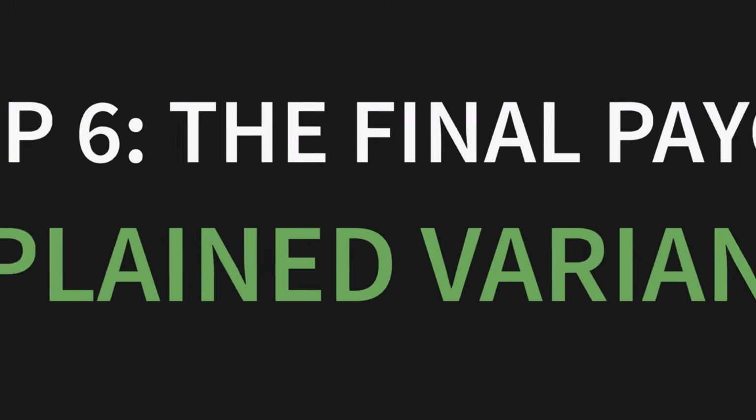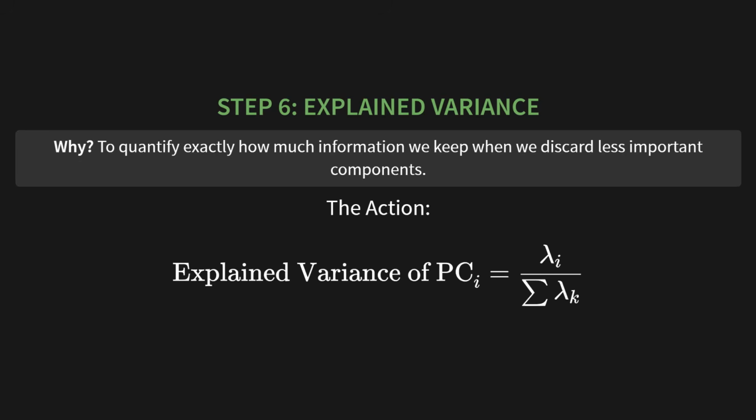And now for step 6, the final payoff, explained variance. Why do we do this last step? To quantify exactly how much information we keep when we discard less important components. The action is to use this beautiful formula. The explained variance of a PC is just its eigenvalue divided by the sum of all the eigenvalues.